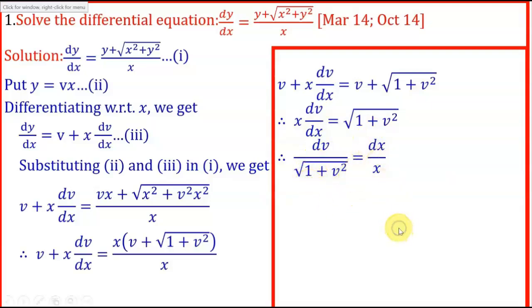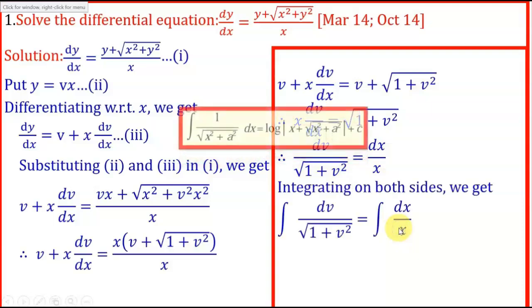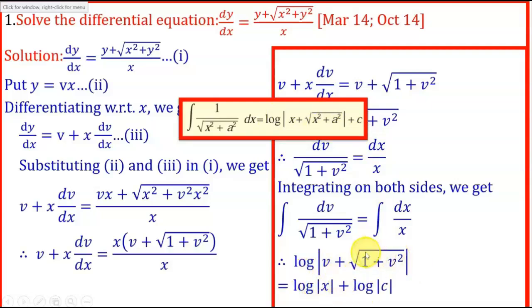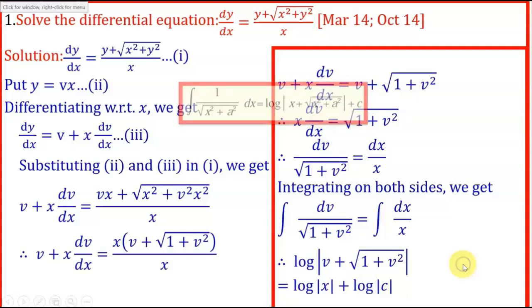Now integrating on both sides, you will get the integral of 1 upon root of x square plus a square dx, that is equal to log of mod of x plus root of x square plus a square plus c. Hence you will have log of v plus root of 1 plus v square is equal to log of x plus log of mod of c, because all integrals are in terms of log, and hence we have taken this constant also in the form of log c.